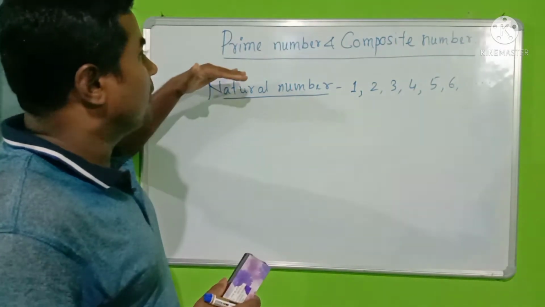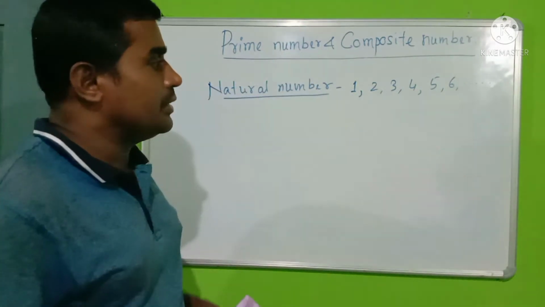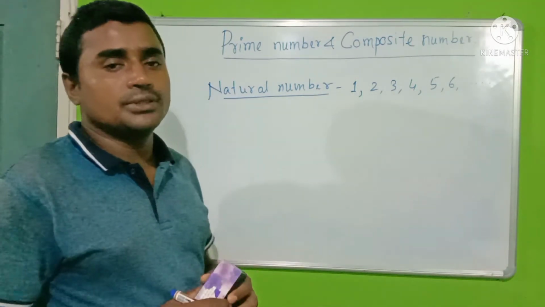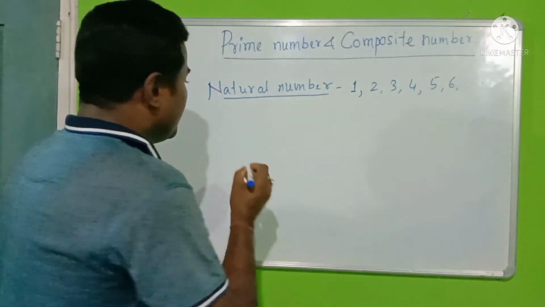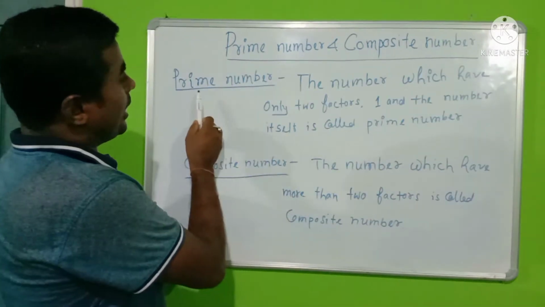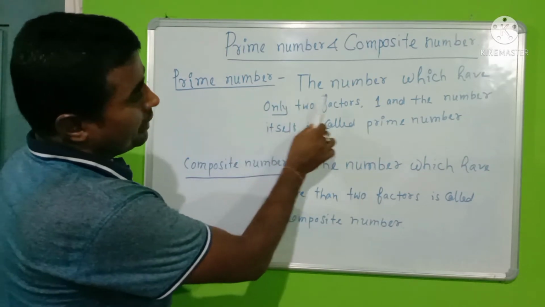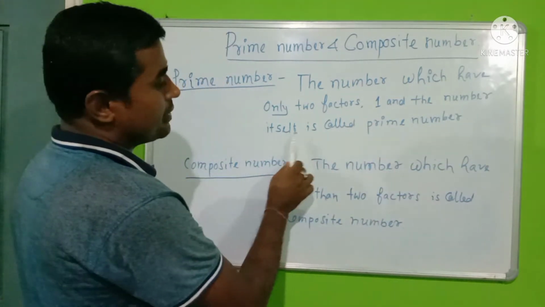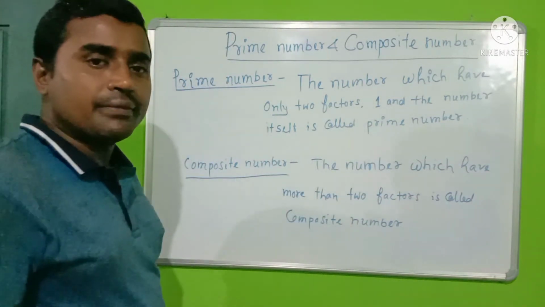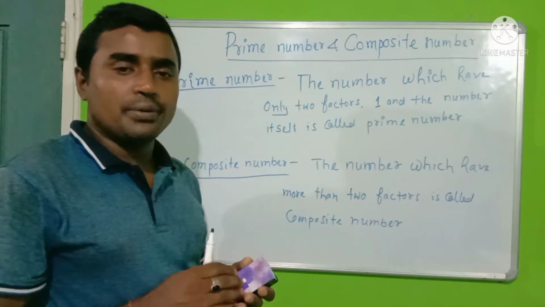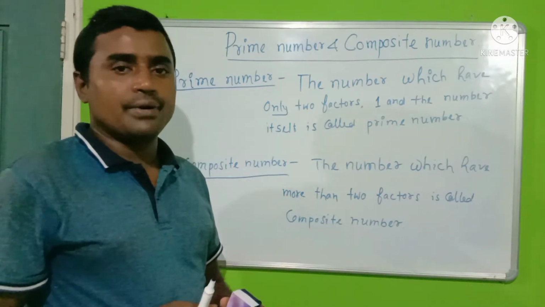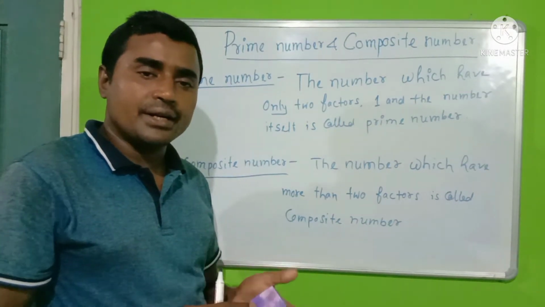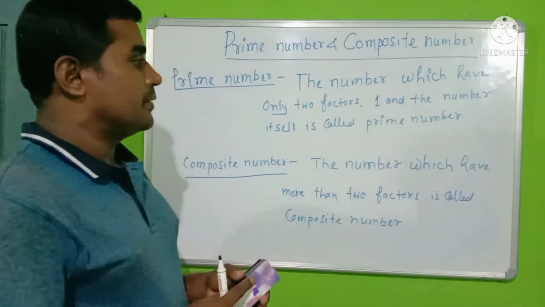First, we write the definition of prime number and composite number. Then we find which natural numbers are prime and which are composite. So the definition of prime number is: the number which has only two factors, 1 and the number itself, is called a prime number. That means a prime number has only two factors, 1 and that number.